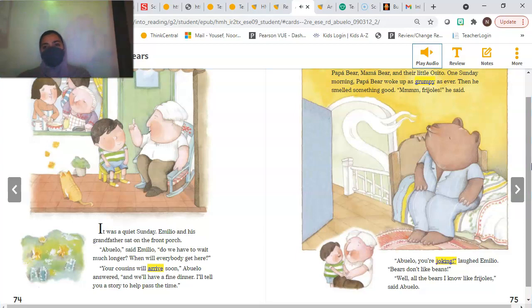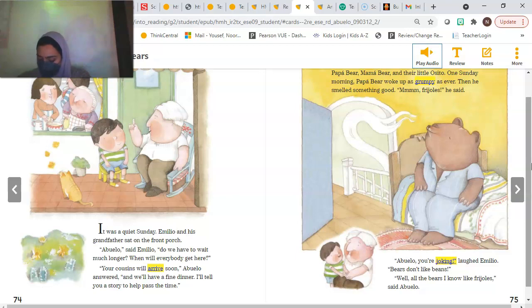What are frijoles? Beans! Beans, very good. I'm going to stop for a moment and describe what has happened at the beginning of the story. I'm going to use my own words and details from the pictures. So first, Emilio is waiting for his cousins to arrive. I would definitely be listening right now because I'm giving you the answers to what you're going to write in your graphic organizer when we're done. So the first thing that happens is Emilio is waiting for his cousins to arrive.